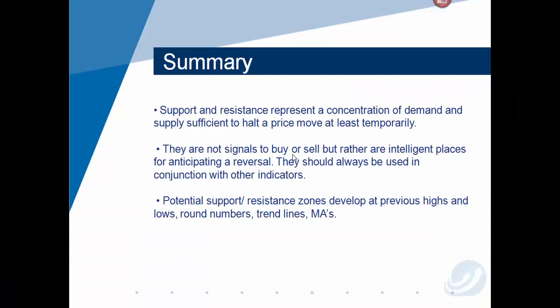All right, so support and resistance represent a concentration of demand and supply sufficient to halt a price move, at least temporarily. Now, these are not signals to buy or sell, but rather intelligent places for anticipating reversals, and they should always be used in conjunction with other indicators. Potential support and resistance zones develop at previous highs, previous lows, rounded numbers, trend lines, and moving averages.